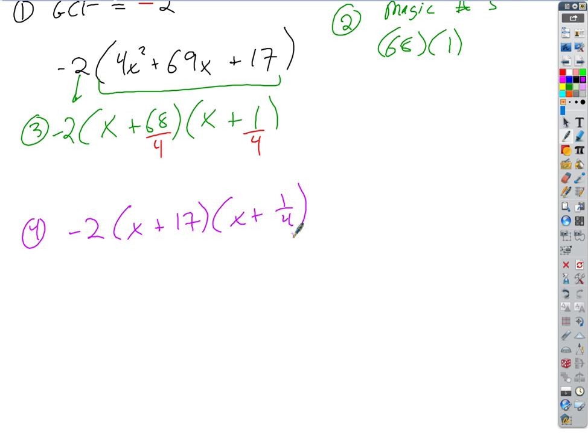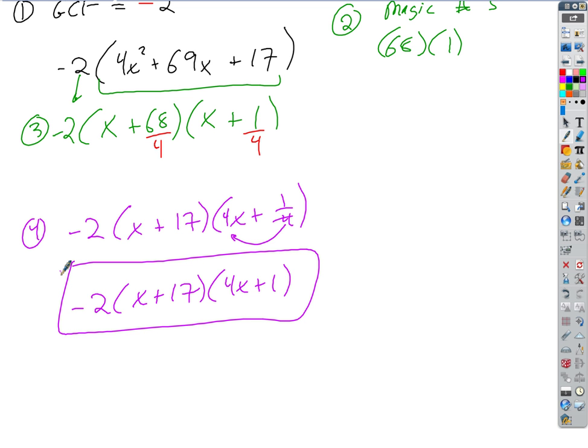That one doesn't reduce, right? So what are we going to do here? 4x, go bottoms up, right? And then that would cancel there. So our final answer is negative 2 times x plus 17 times 4x plus 1. That'd be it.